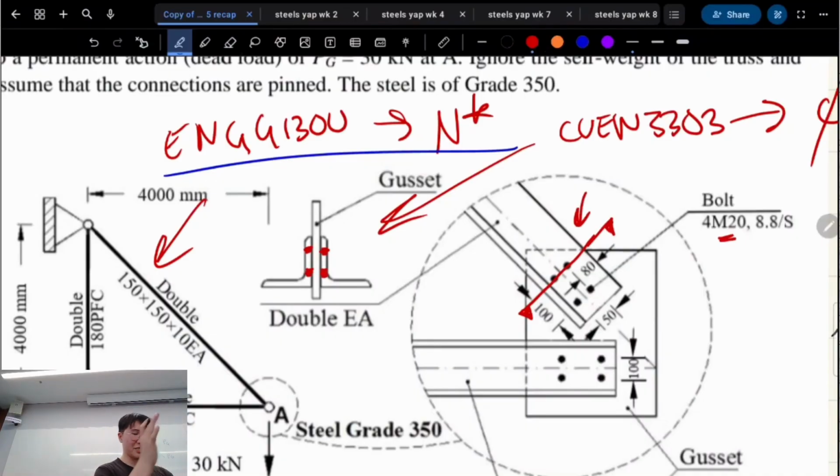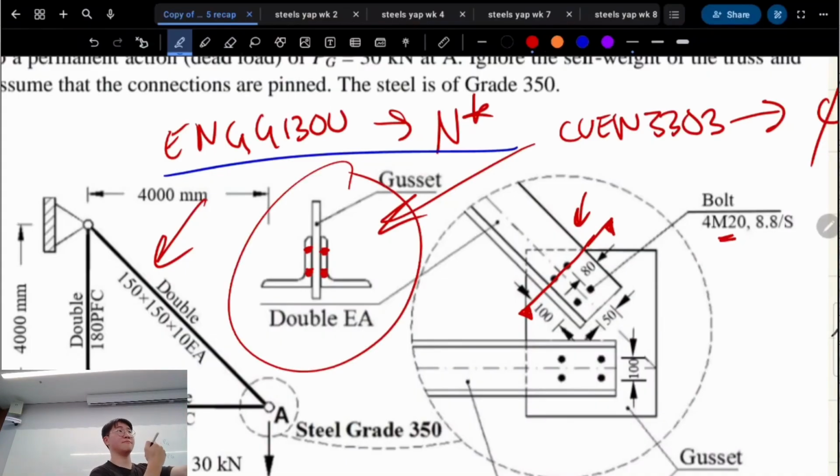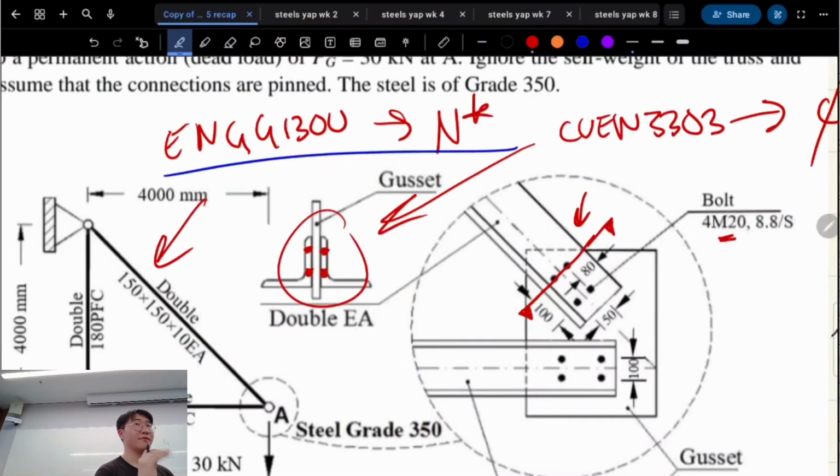On this diagram you can see, because it's a double EA, there's an equal angle on the other side, right? That is shown on this cross section there. So when you draw it out like this, visually you can kind of see the area you have to subtract in order to get AN. AN is the net area after you remove the bolt hole area.